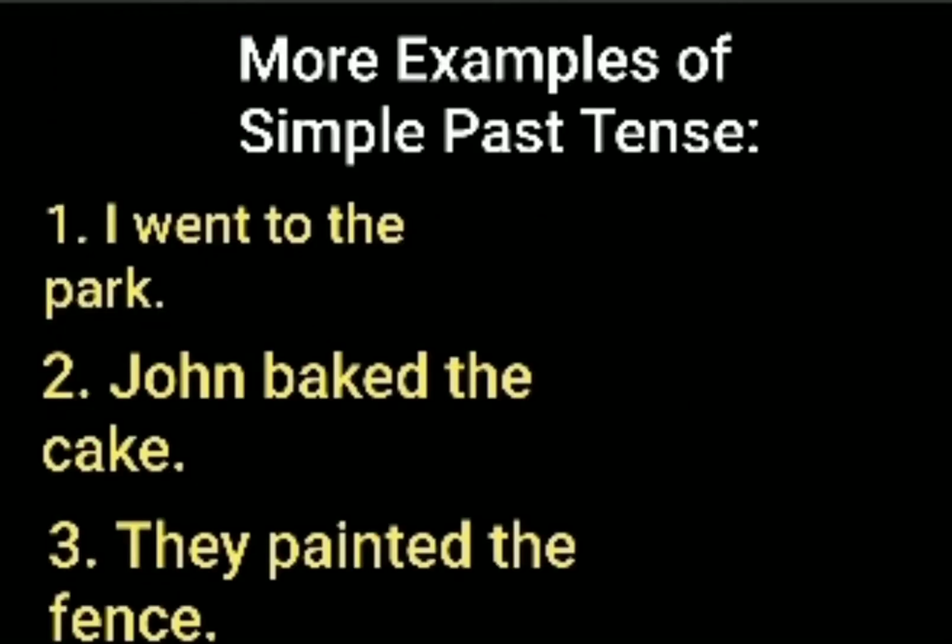I'm giving you more examples of simple past tense. Number 1, I went to the park. Number 2, John baked the cake. Number 3, they painted the fence. In examples number 1 to 3, all of the verbs are in the past forms. Why? All of the actions were already completed in the past. In number 1, we have the verb went, which is the past form of go. In number 2, baked, the past tense of bake. And then number 3, painted, the past tense of paint.